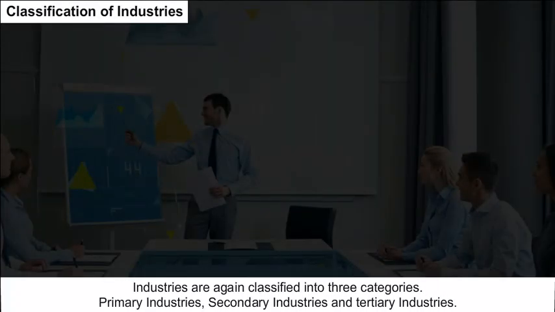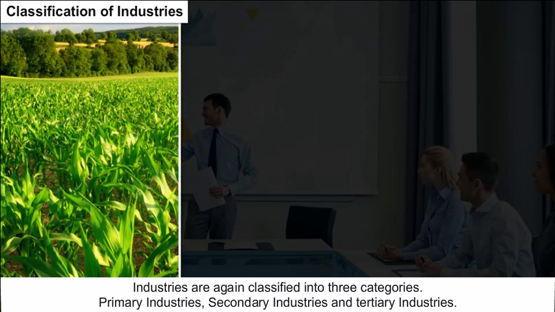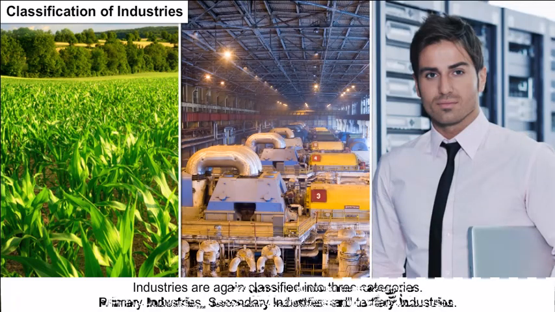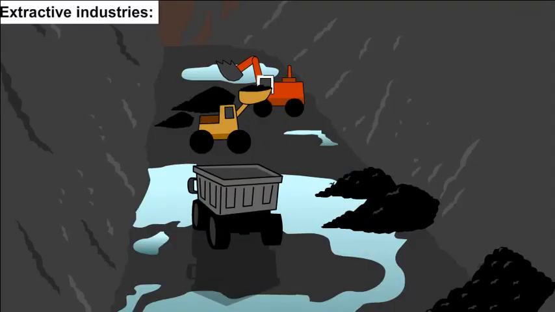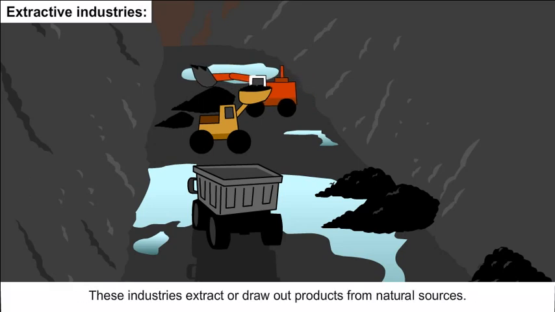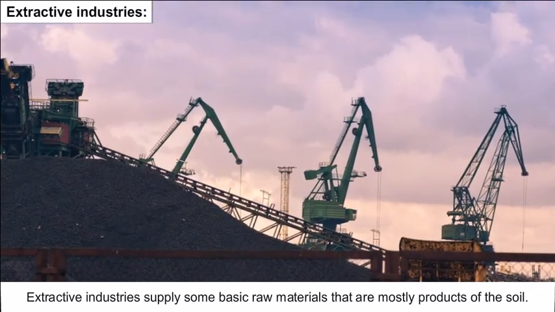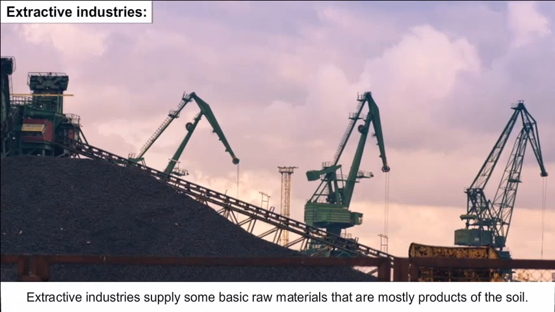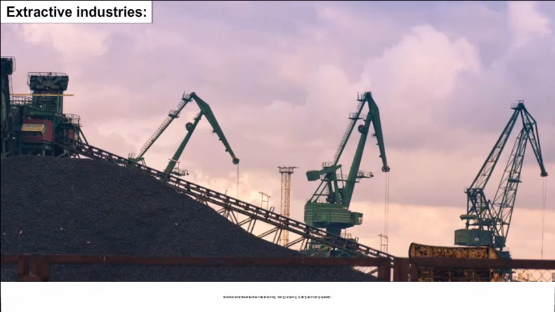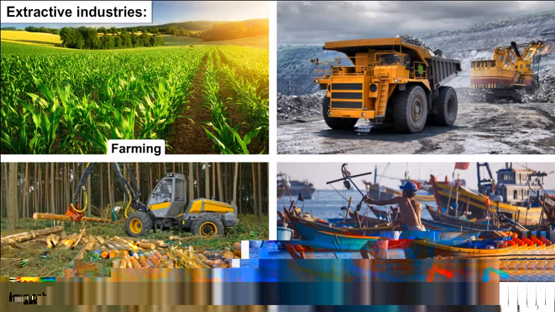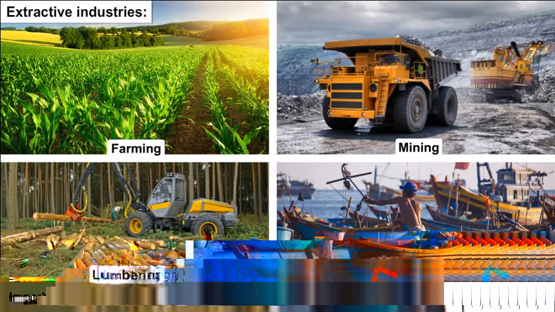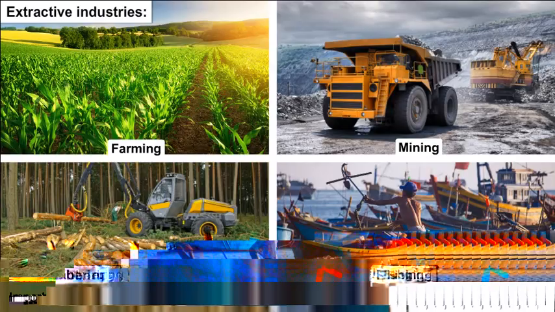Classification of industries. Industries are again classified into three categories: primary industries, secondary industries, and tertiary industries. Extractive industries. These industries extract or draw out products from natural sources. Extractive industries supply some basic raw materials that are mostly products of the soil. Important extractive industries include farming, mining, lumbering, hunting, and fishing operations.